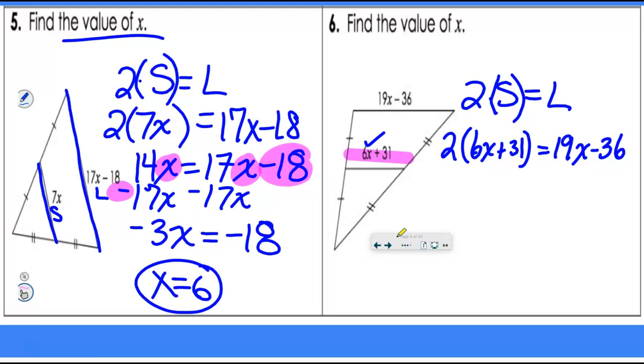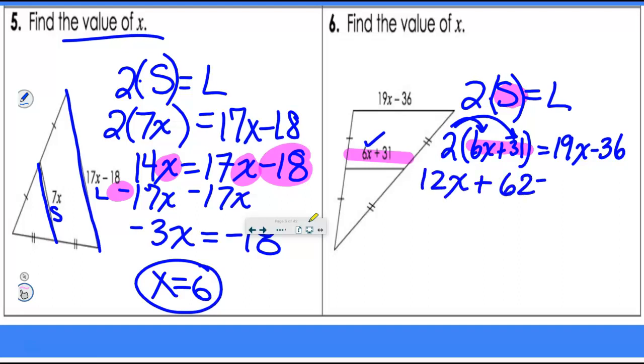It's looking good. All right, because I'm recording again, I'm not going to give you as much time, but most of you got a good start and some of you even had the right answer. So again, twice the short, so go ahead and make sure you put the whole thing in. When we distribute, we get 12x plus 62, right? 15x minus 36.